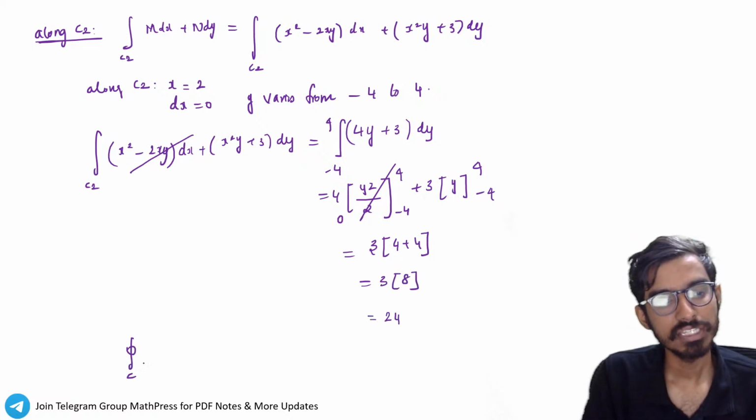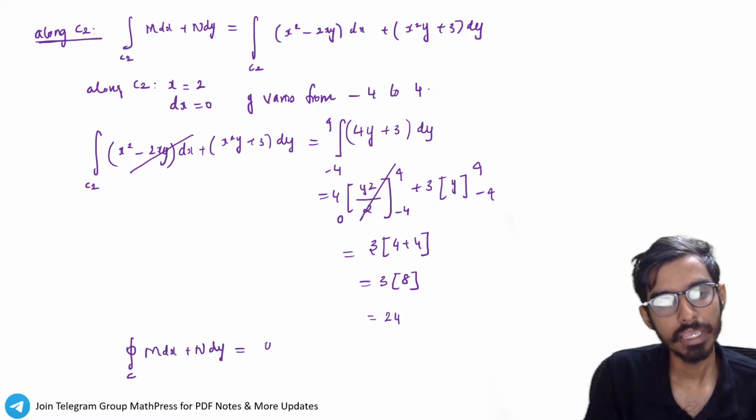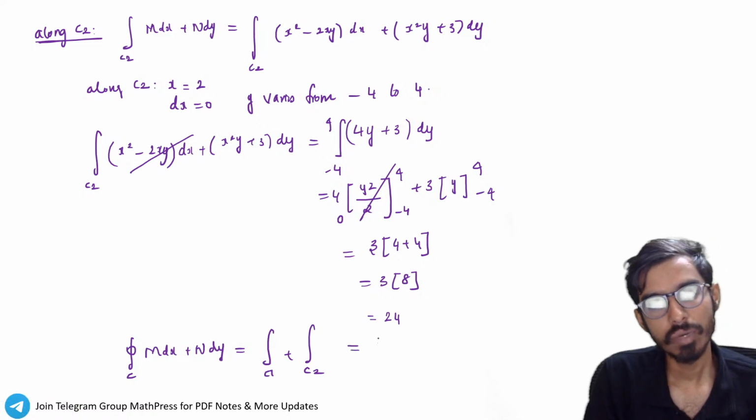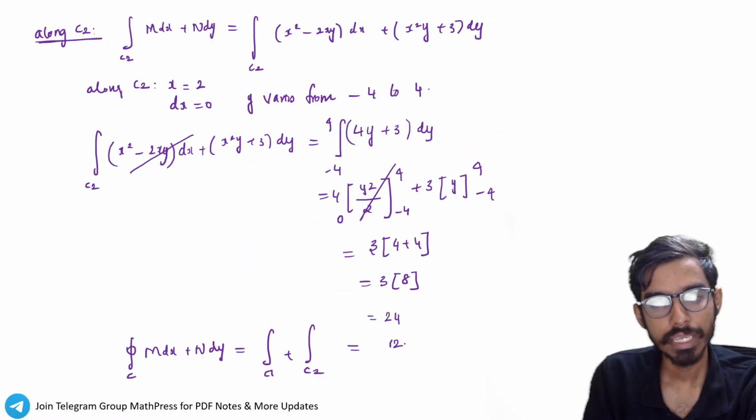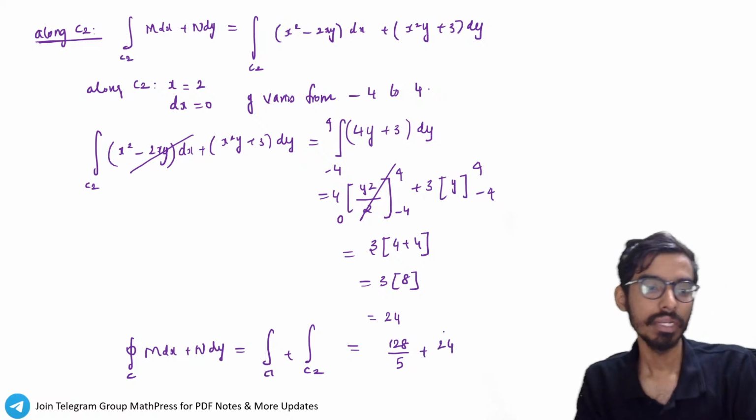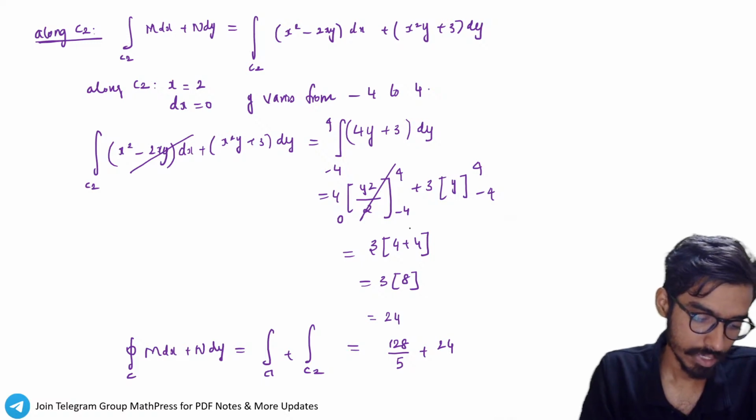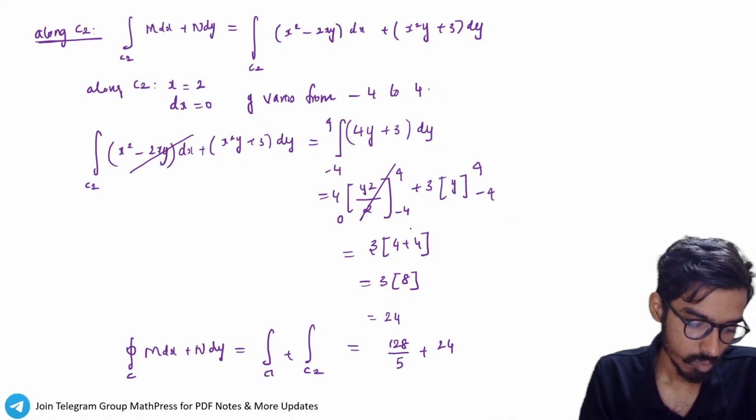Therefore, integral over C of m dx plus n dy is integral over C1 plus integral over C2, right? Therefore, the integral over C1 is 128 by 5. This is 24, right? 128 by 5 plus 24. So add up, you will get the answer, right?